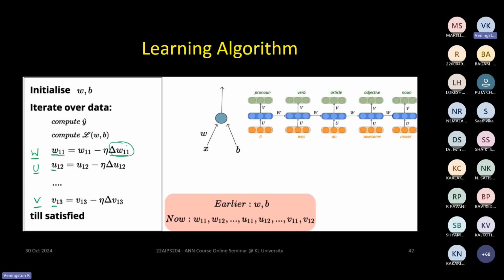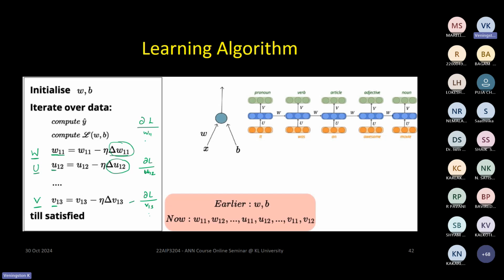Okay, this delta W11 is actually computed as the derivative of the loss function with respect to W11. Similarly, this portion is computed as the derivative of the loss function with respect to U12. And this is computed as the derivative of the loss function with respect to V13, and so on. You will have to compute it, and you need not write a program for all this.